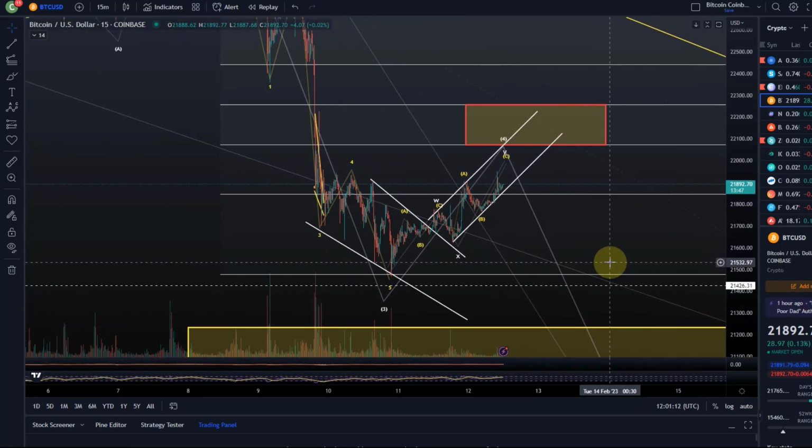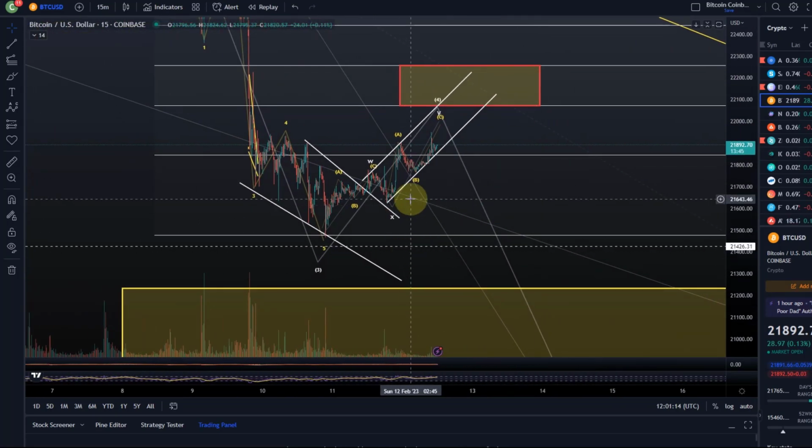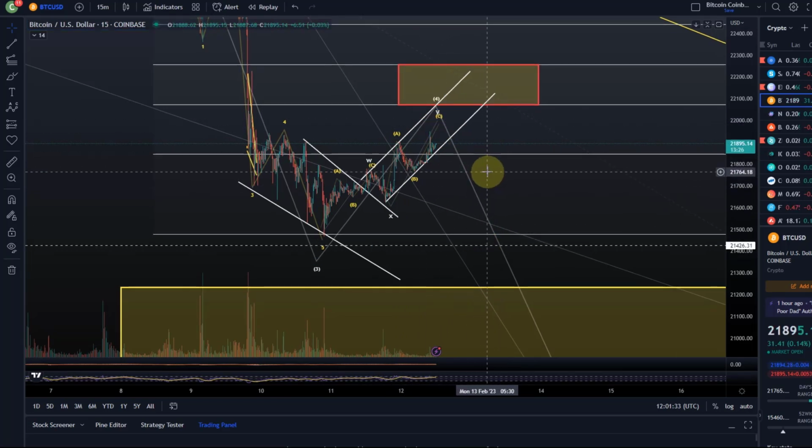But if you're wondering what to watch out for, then I think there are a few things. First of all, do we go down now? Because we got rejected at the 1-to-1 ratio of the WXY pattern, and we reached the previous wave 4 high. So do we come down now? I think you would get evidence if we break out of the channel to the downside, and then if we break out through the B wave.